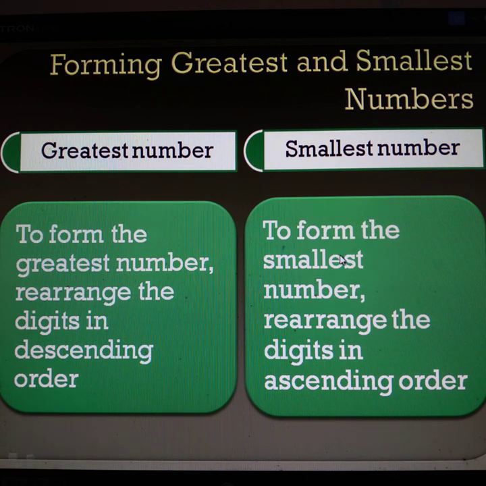Similarly, to form the smallest number, we have to rearrange the digits in ascending order. So, to form the greatest number from the given digits, we have to rearrange the digits in descending order. To form the smallest number from the given digits, we have to rearrange the digits in ascending order.